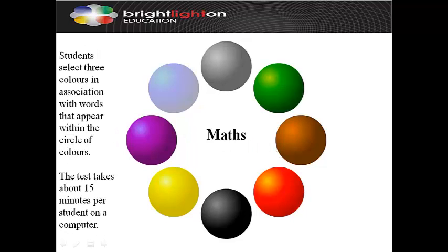Further words appear in the centre of the colours. They then choose 3 colours depending on their response to the word in the centre. The test takes 15 minutes per student and it fits well inside an ICT class.